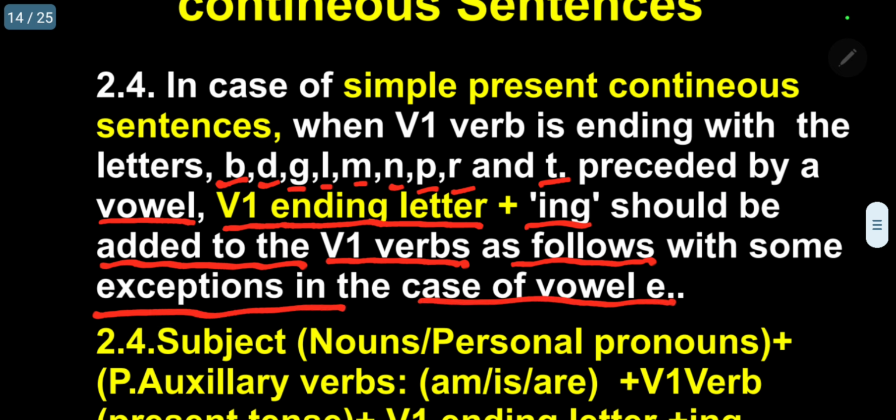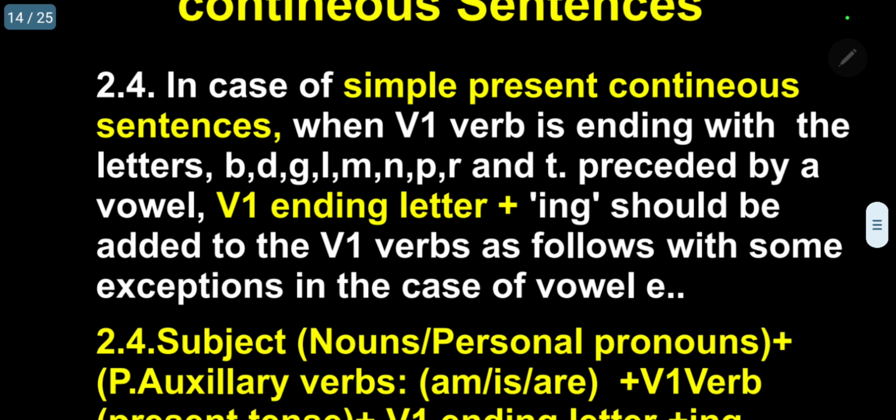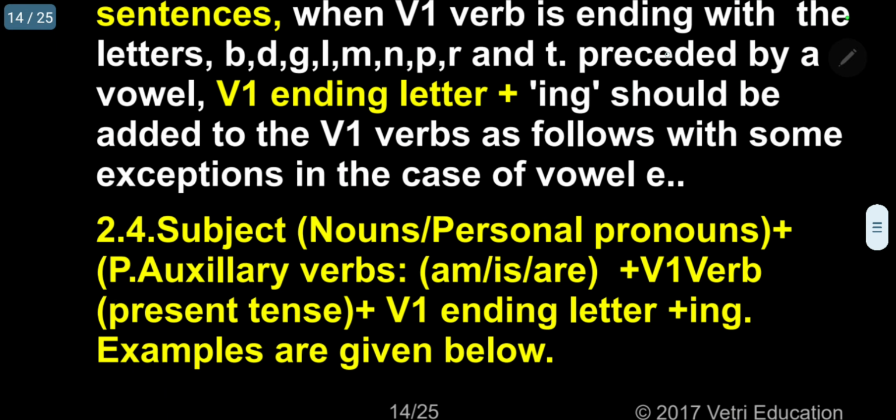There are some exceptions in the case of vowel E, especially when the verb ends with R. In all other cases, these exceptions are not observed. So, when the verb ends with B, D, G, L, M, N, P, R, and T preceded by a vowel, we have to add the last letter plus ing. That is the most important information. This rule is not given in any book. Please memorize. I am only giving this one.